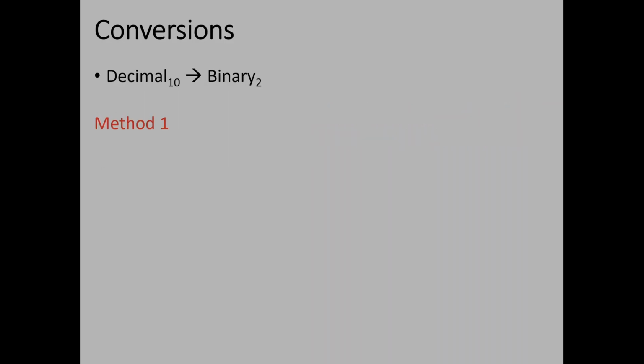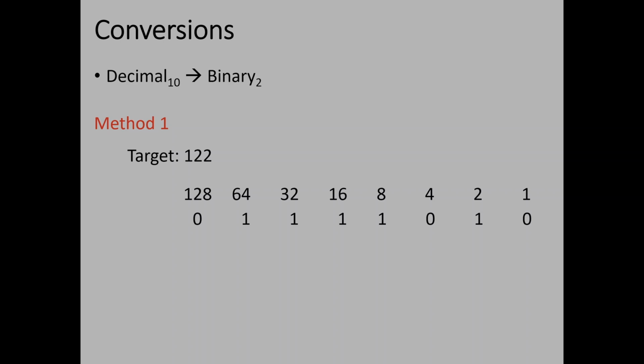Okay, conversion methods. There's lots of different ways to convert between these different bases. So if we start with decimal, base 10, and convert it to binary, base 2. The first method is, if we've got a number, let's say 122, and we want to convert that into binary, we would write out our place values and we just add these up. So we know that 128 is too large, so we start with a 64. And if we add 32, 16, 8 and 2, those total up to 122.